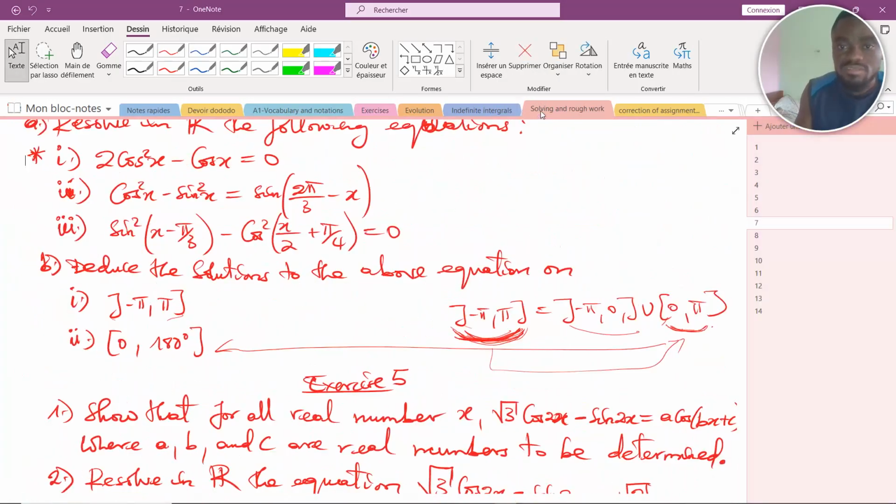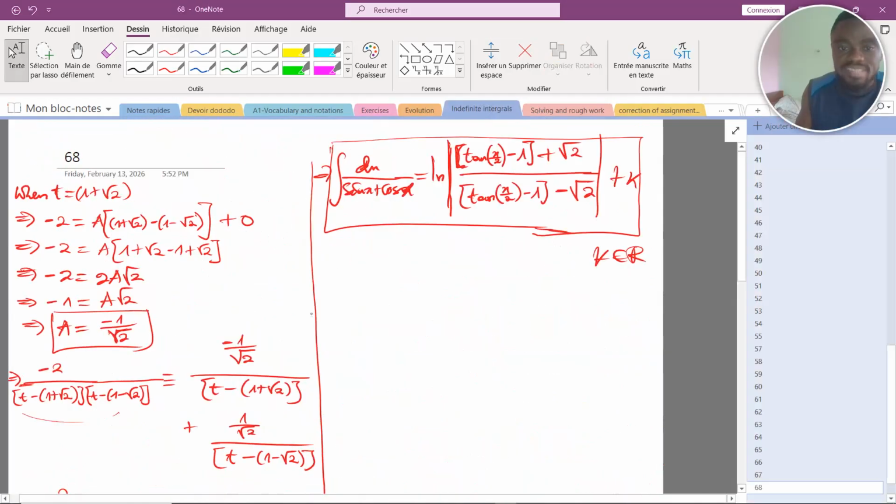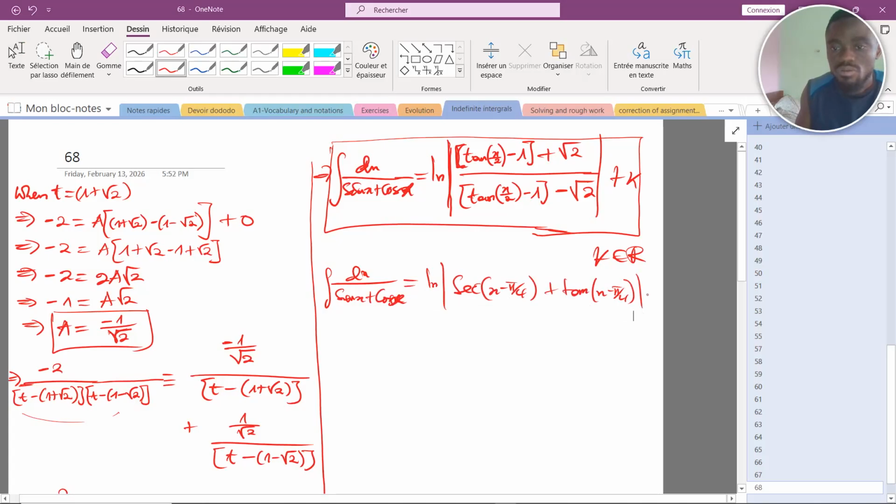So this means that our next step, we are to prove that what? The integral of dx all over sine x plus cos x is equal to what? Ln of the absolute value of sec of x minus pi on 4 plus tan of x minus pi on 4, plus a constant k. So this is our answer. Our answer does not resemble this.